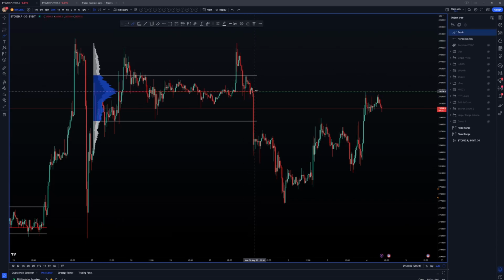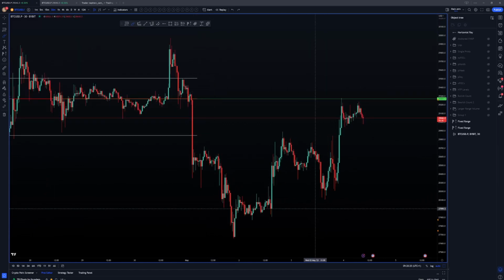So you can see the point of control is untested. This would be a decent level to be looking for confluence at, taking your Fibonacci pulls from, etc. And then from that point onward, you've got your untested levels. So these are the levels I want to be trading: untested, high volume nodes, volume profiles, etc. These are the best ones.